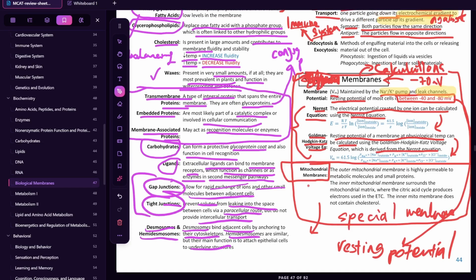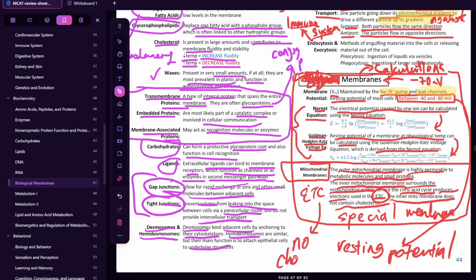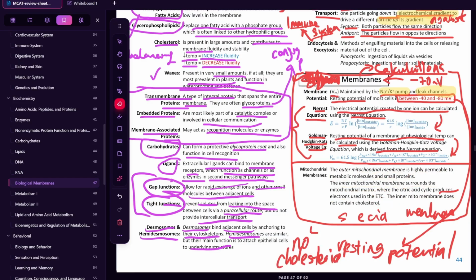And then mitochondrial membranes, I would name this a special membrane. The outer mitochondrial membrane is highly permeable to metabolic molecules and small proteins, but the inner mitochondrial membrane surrounds the mitochondrial matrix, where the citric acid cycle produces electrons that are used in the electron transport chain. ETC means electron transport chain. The inner mitochondrial membrane does not contain cholesterol, so no cholesterol. Remember in biology 1, the mitochondria has an inner and outer membrane, and these are its special properties.